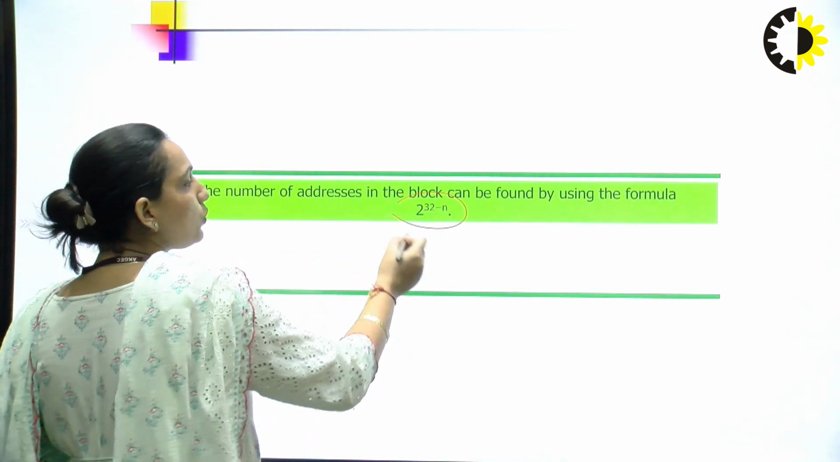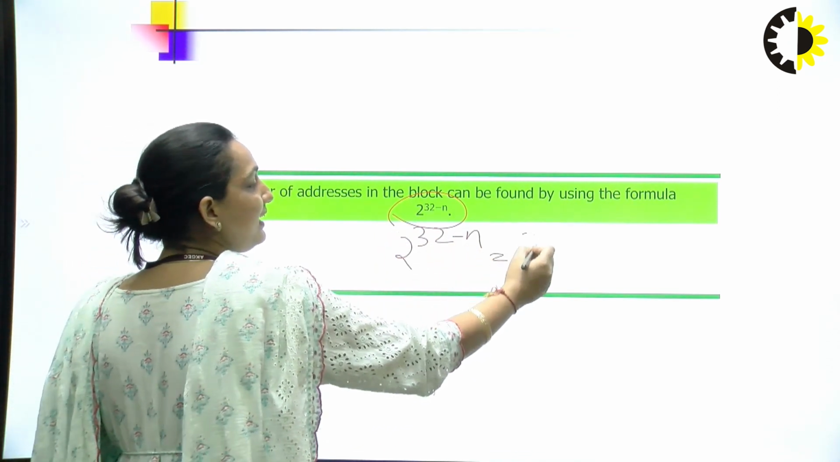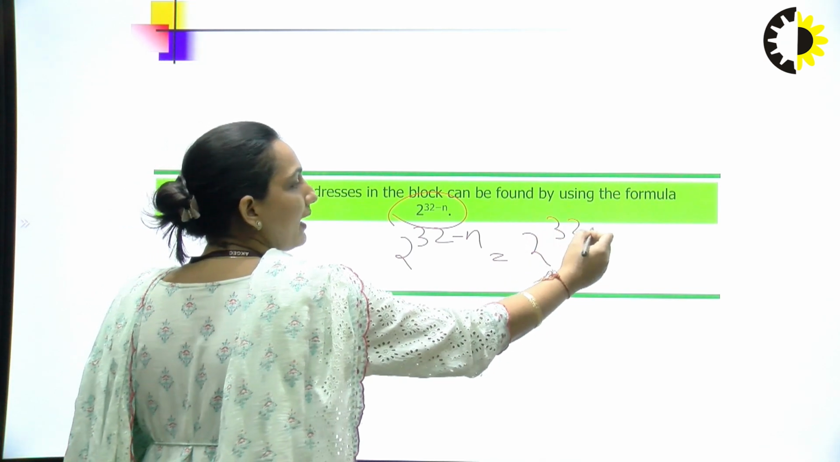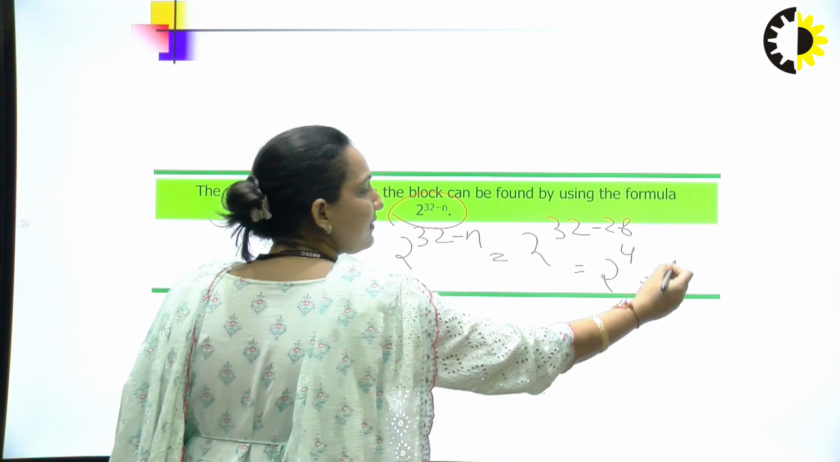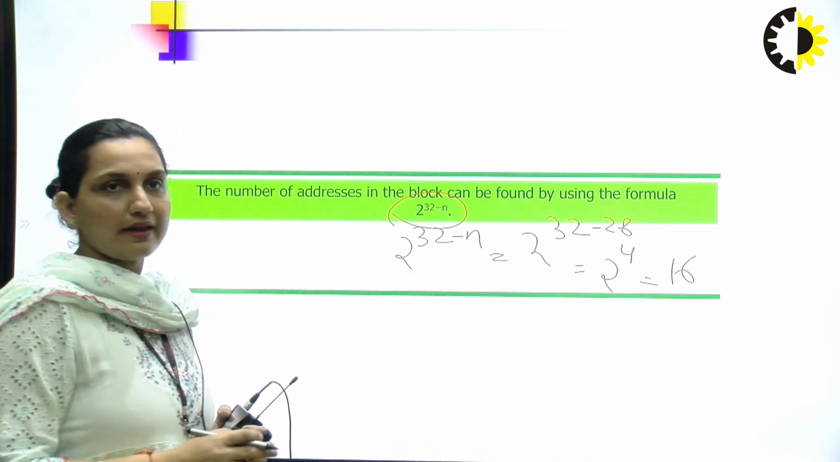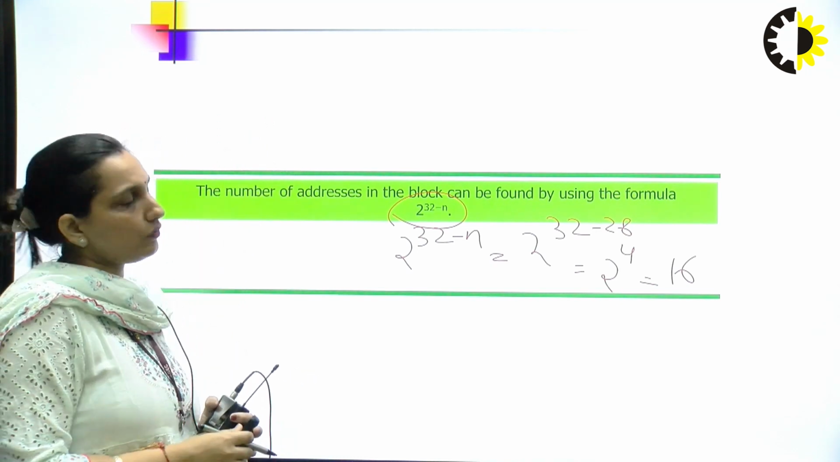Then the number of addresses is 2 raised to the power 32 minus n. What is 32 minus 28? That is 4, so 2 raised to the power 4, which is 16 addresses we will assign to it. Continuous addresses starting with 32 and ending with 47.